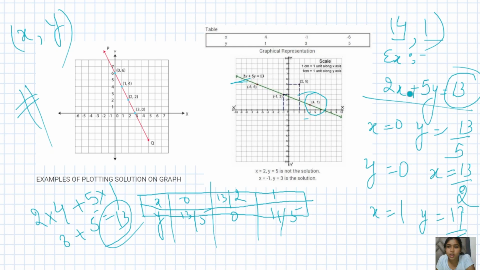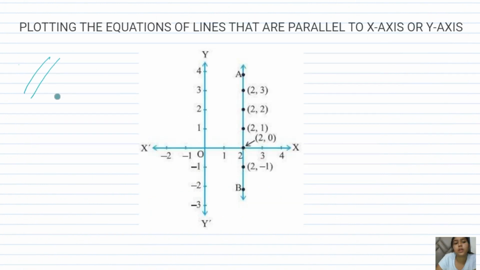You can also check the other points, like the point minus 1 comma 3. Let's put x equals minus 1 and y equals 3. What we'll get is minus 2 plus 15, that is 13. Yes, it is also equal to the RHS. It means that these points are true for that particular equation. So let's now move forward to the last topic of linear equations in two variables.